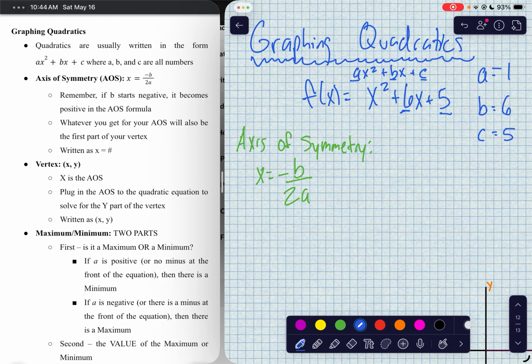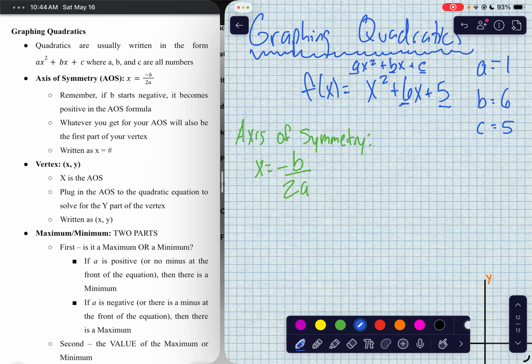So if we're doing x equals negative b over 2 times a, right? So negative b would be negative 6, so negative 6 over 2 times a, which is 1, right? Is going to give us negative 6 over 2, which gives us negative 3. So my axis of symmetry is going to be x equals negative 3. Remember this x equals part, okay? You need this. You will not get full points on the test if you do not have the x equals part with the axis of symmetry.